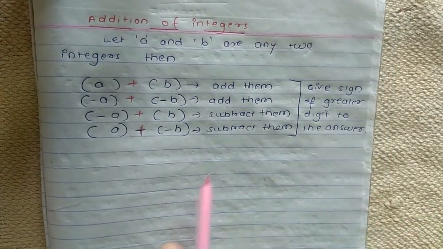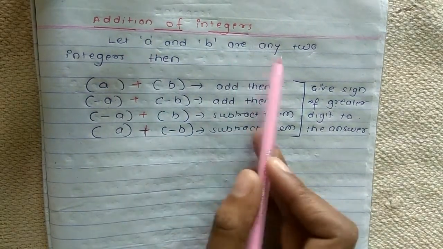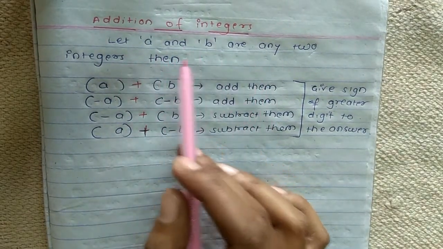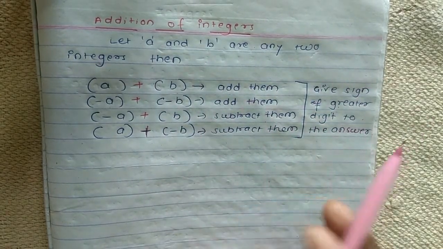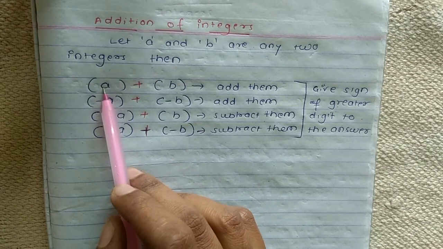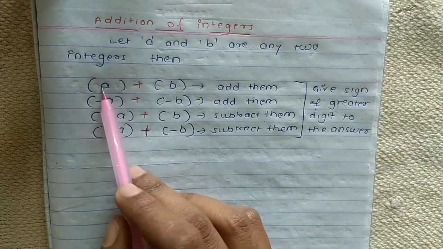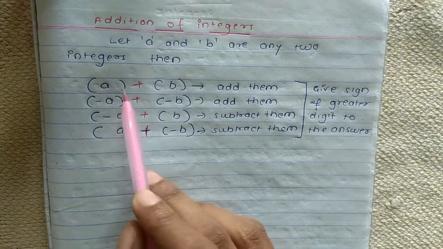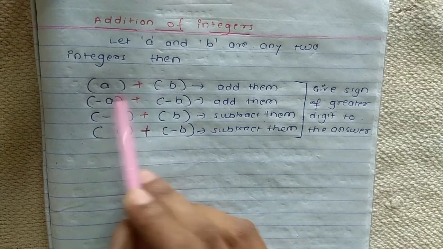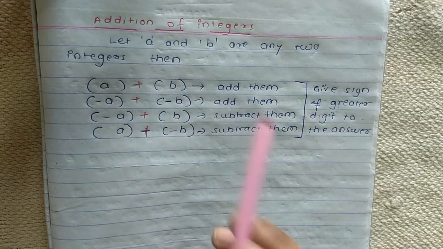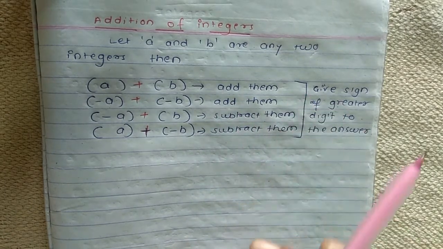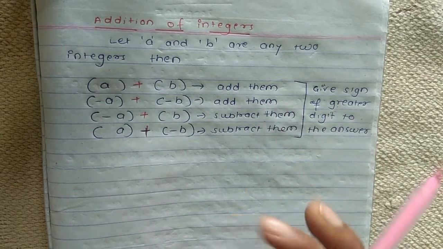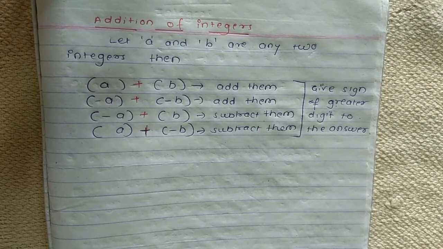So let us start. Let a and b be two integers. We will take a general example. Suppose a and b are any two integers, maybe positive or negative. There are four possibilities. Here it is plus a and this is plus b. Suppose both the integers are positive, then you have to add them. And somewhere I wrote here subtract them, because in integers we will have positive and negative. So depending on the sign of the integers, we have to decide whether we have to add or subtract them.